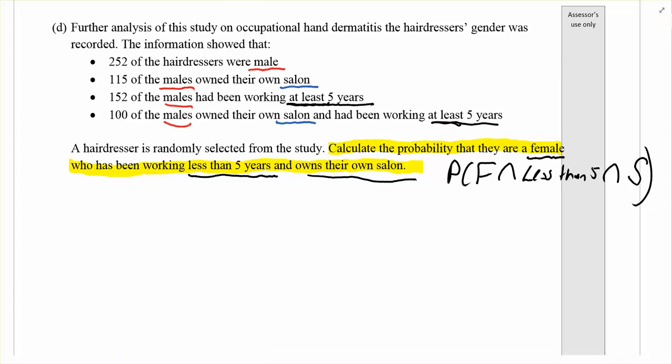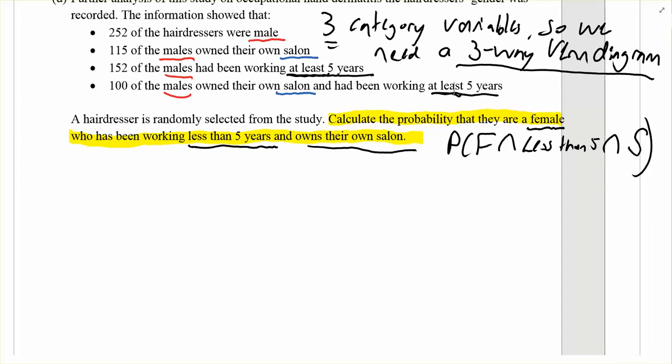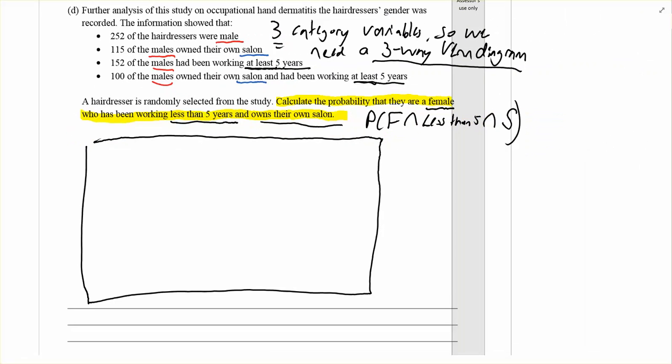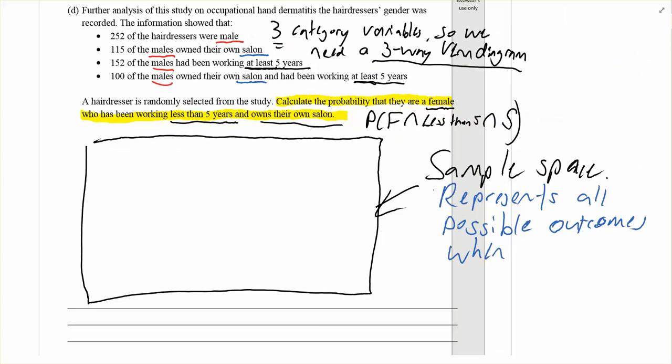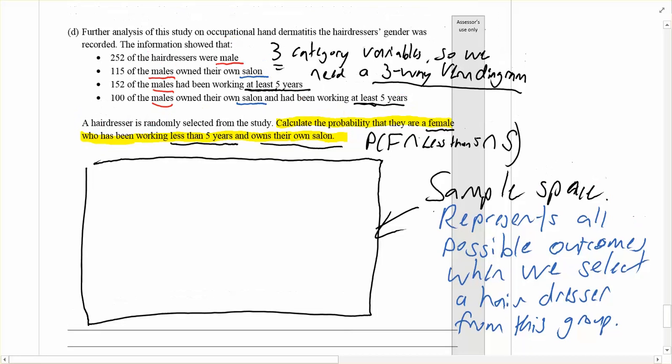So what we need to consider now is a three-way Venn diagram because of the fact that there's three category variables. So we need a three-way Venn diagram to represent all of those at once. There are other ways of solving this problem, but that allows us to actually visualize it. So when we're drawing a Venn diagram, the first thing we should draw is what's called the sample space. And the sample space is the set of all possible outcomes when we select one of these hairdressers from this group. So you can kind of think of the sample space as just like being all of these hairdressers.